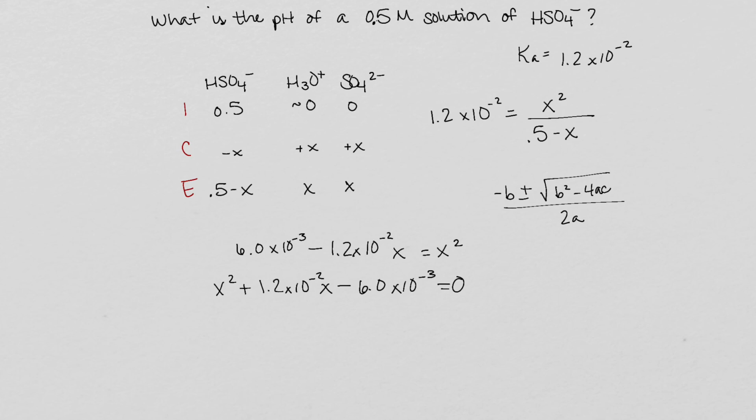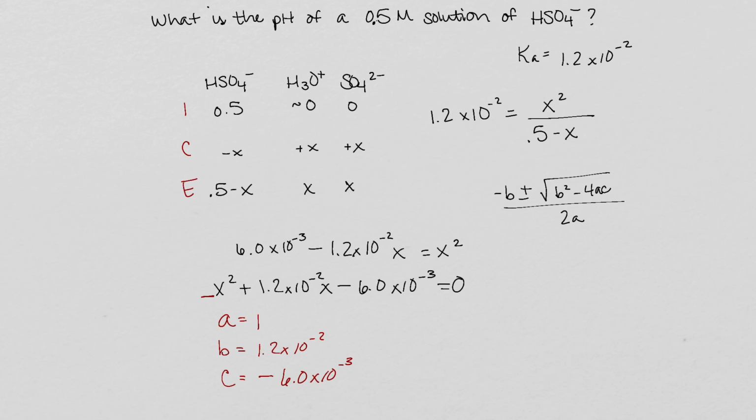Okay, so make sure that you know what your a, b, and c values are. So our a value is 1 because there's nothing with our x squared. Our b value is 1.2 times 10 to the minus 2, and our c value is negative 6.0 times 10 to the minus third. Now, if you want to use a quadratic solver, you can, but you can also just plug it in here.